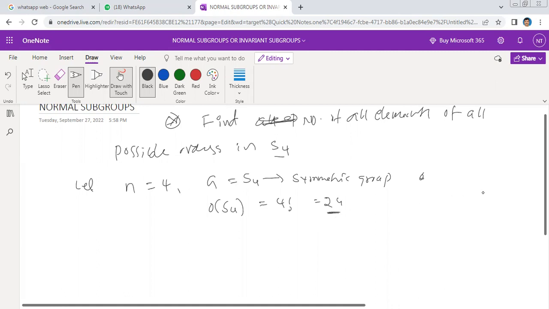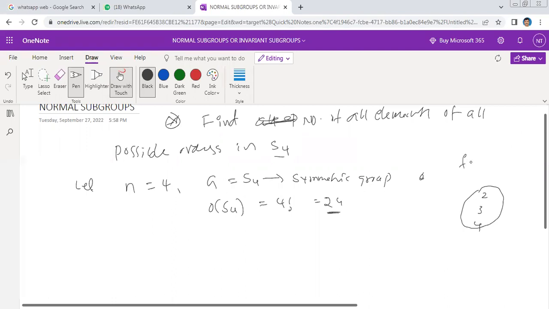How many elements of order 2? How many elements of order 3? How many elements of order 4? You have to calculate this. Out of 24, how many elements of order 1? You know, the identity permutation has order 1. What is the definition of order? Generally, we can calculate the order.